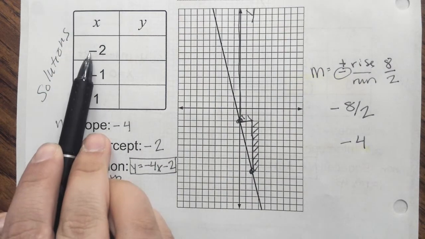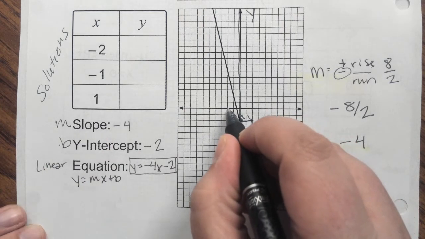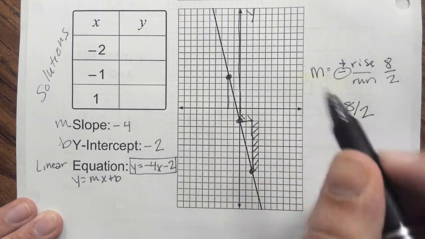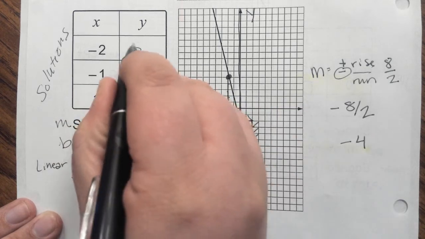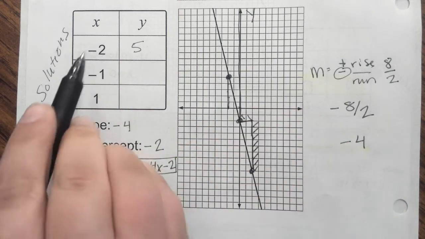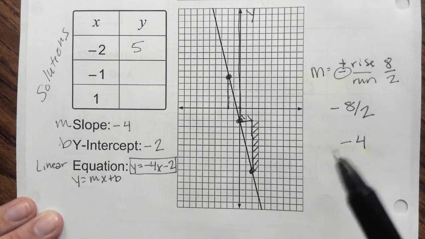I need x to be negative 2. So negative 1, negative 2. Follow that until we're at the line. That went up 1, 2, 3, 4, 5 times, so the y value is 5. This ordered pair is negative 2, 5. Negative 2 x value, positive 5 y value. Remember, that would mean that whenever x is negative 2, after you solve this side of the equation, y would be positive 5.